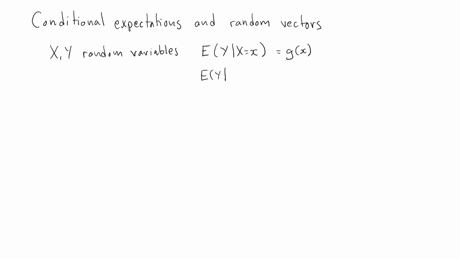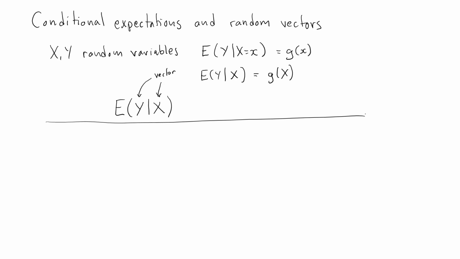The conditional expectation of y given x, with no equal sign, is then defined as a random variable, and specifically the random variable you get when you compose g with x. So we will extend the idea of a conditional expectation to the case when we have random vectors. We'll begin by allowing x to be a vector while keeping y as a random variable. And then in a second step, we allow y as well to be a random vector. But let's begin with the case when y is a random variable and x is a random vector.